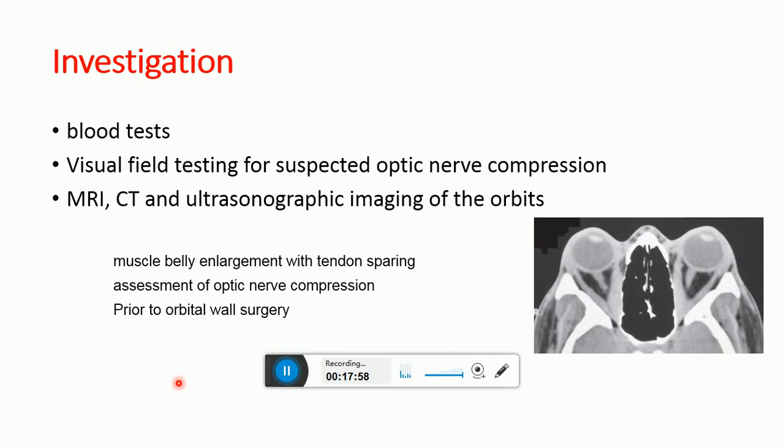MRI, CT scan, and ultrasonographic imaging of the orbits are indicated in some circumstances, such as helping to confirm an equivocal diagnosis by identification of the typical patterns of extraocular muscle involvement in thyroid eye disease, consisting of muscle belly enlargement with tendon sparing. Here you can see muscle belly enlargement with tendon sparing. Imaging is also used in the assessment of optic nerve compression and prior to orbital wall surgery. Visual evoked potentials are sometimes utilized in optic neuropathy.